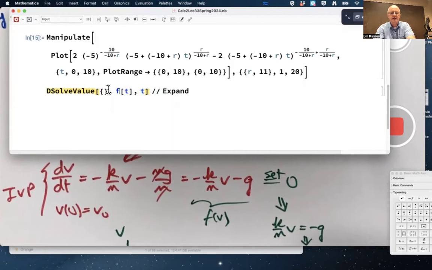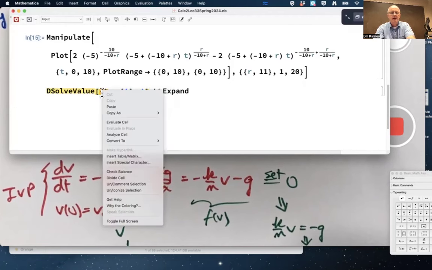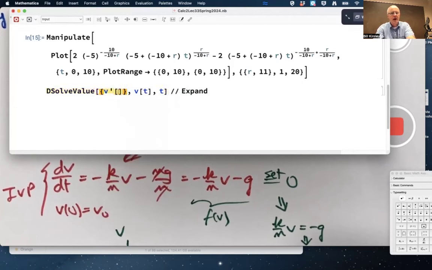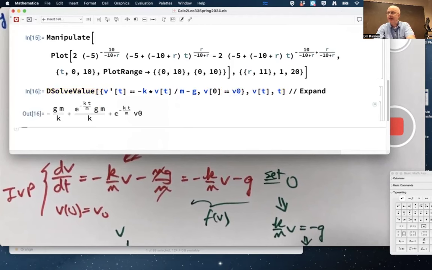Change the function to v. V prime of t equals negative k times v of t divided by m minus g. I have to emphasize v is a function of t. The initial condition, v of 0 equals v naught. Type it like that. Mathematica does do it. There is the velocity as a function of time.